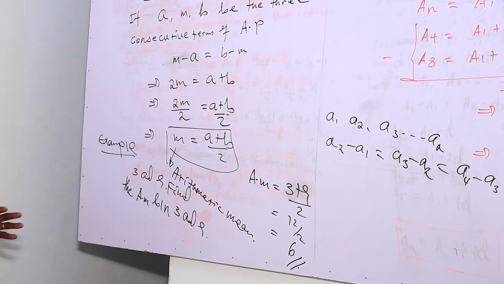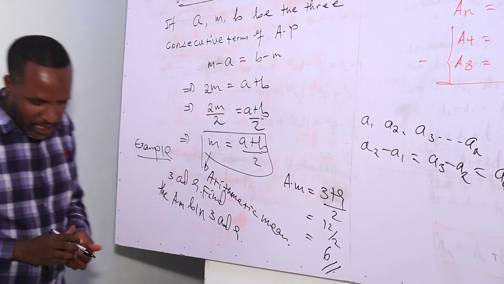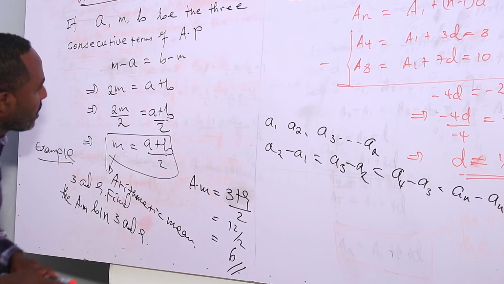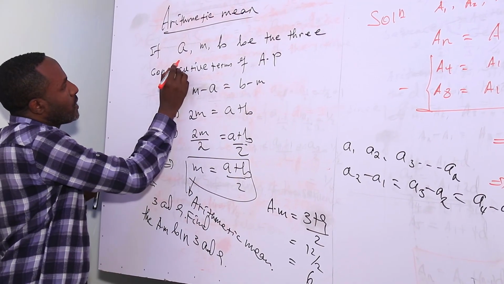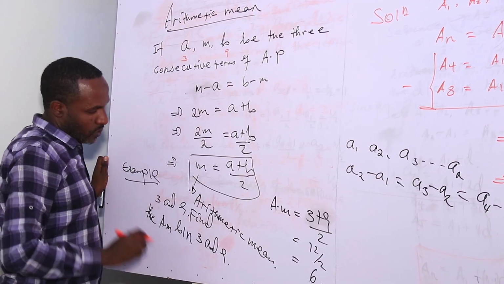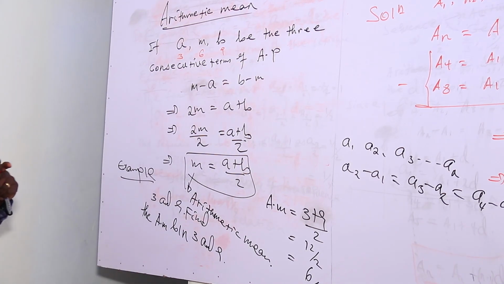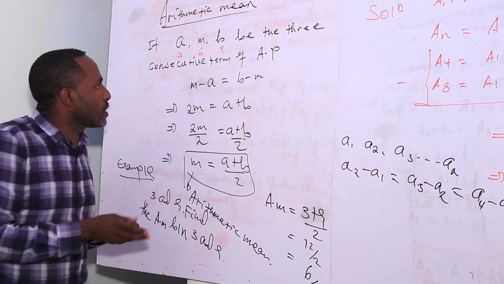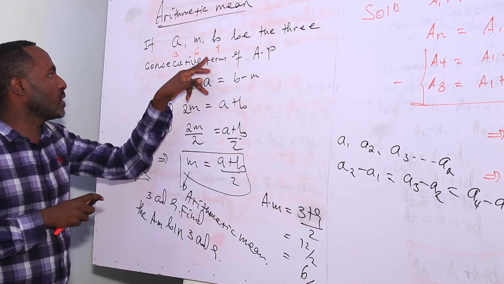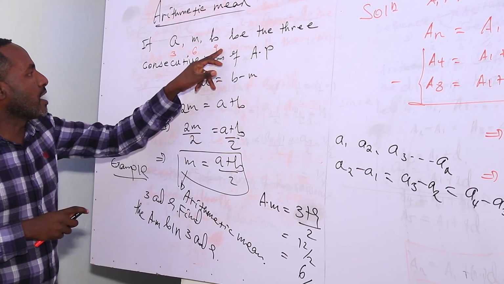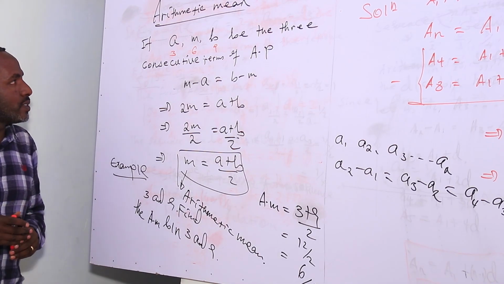The arithmetic mean between two terms, which means 3 and 9, is 6. We can observe here as an arithmetic mean A, M, and B, this A is 3 and this is 9, so that we get the number 6. So we can observe these three consecutive terms of an arithmetic progression, meaning the difference between 6 and 3 and the difference between 9 and 6 is always constant, so that the common difference is 3 here.